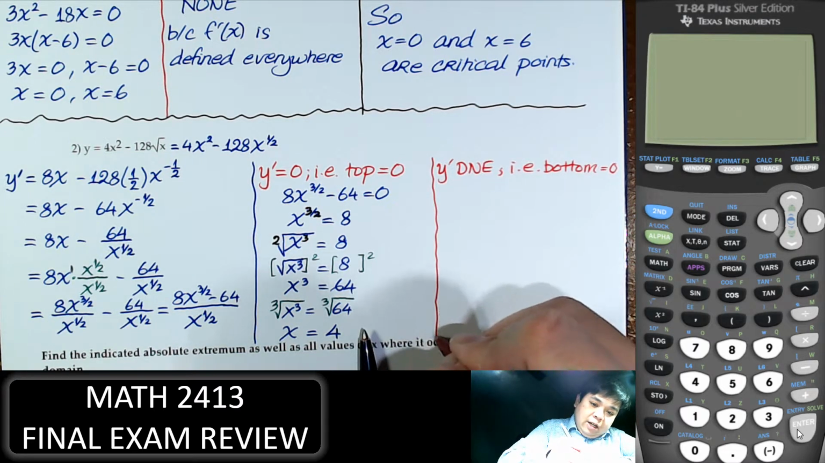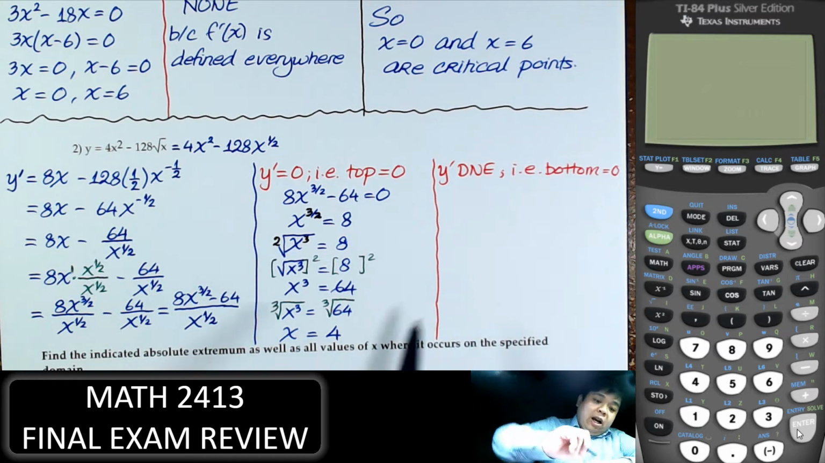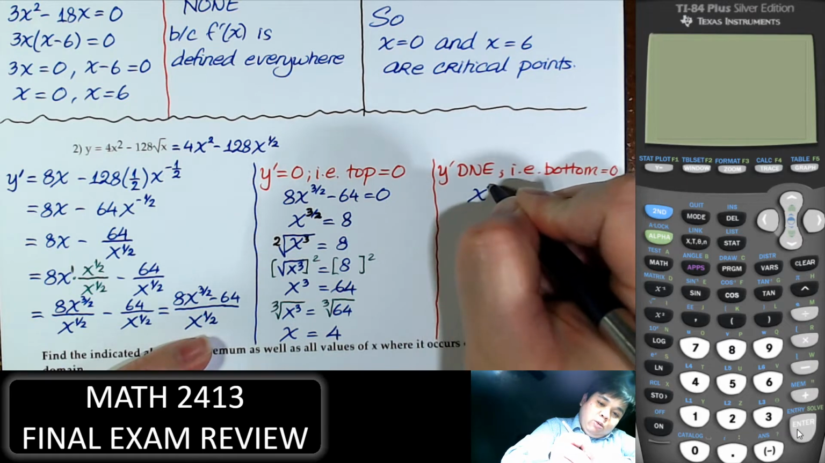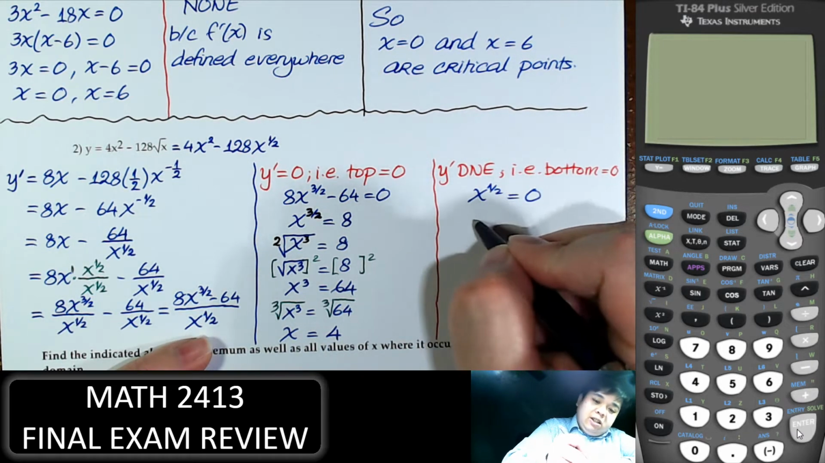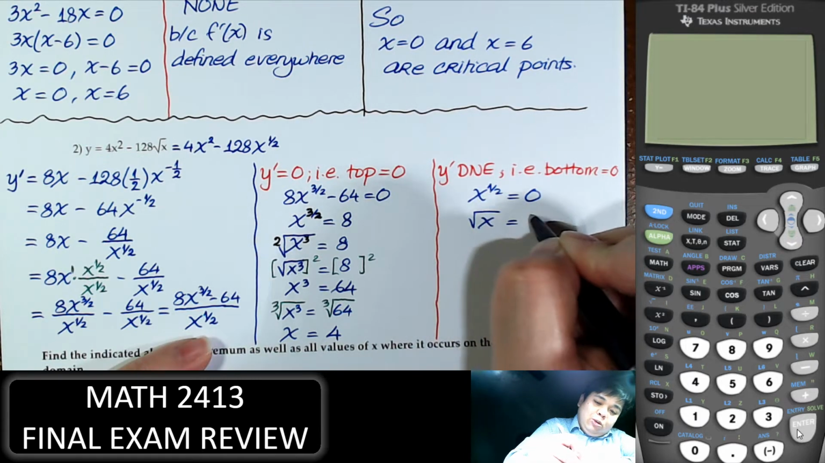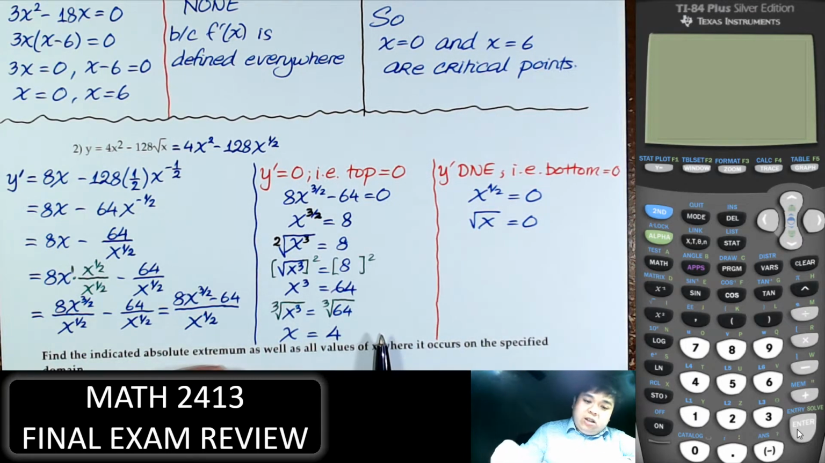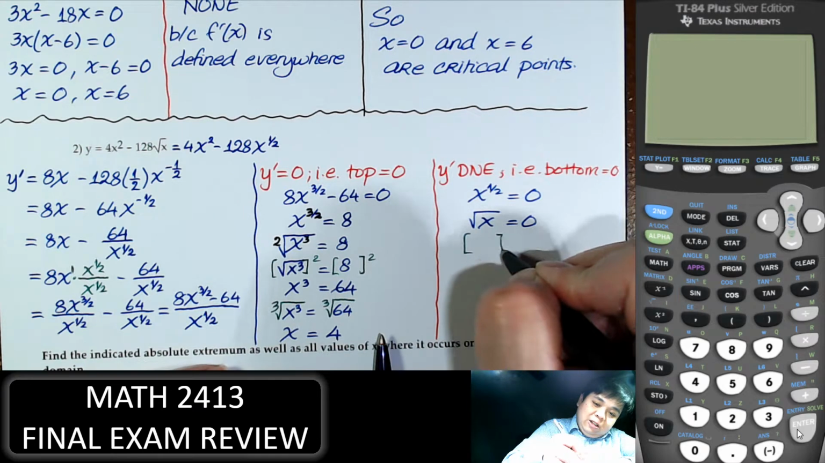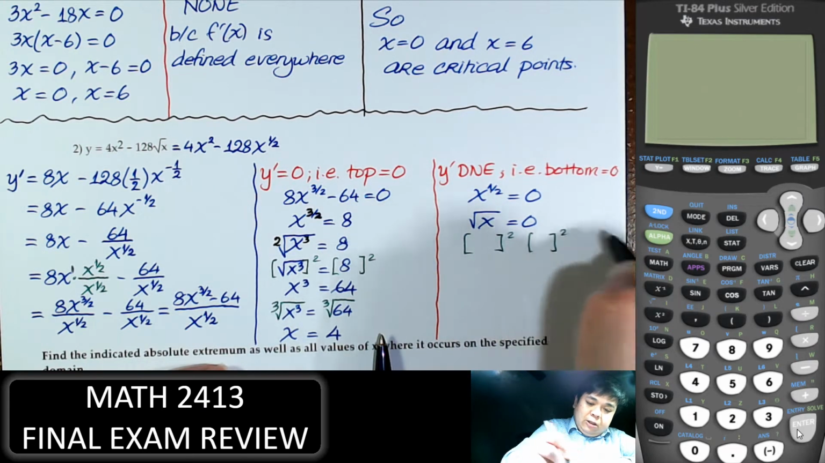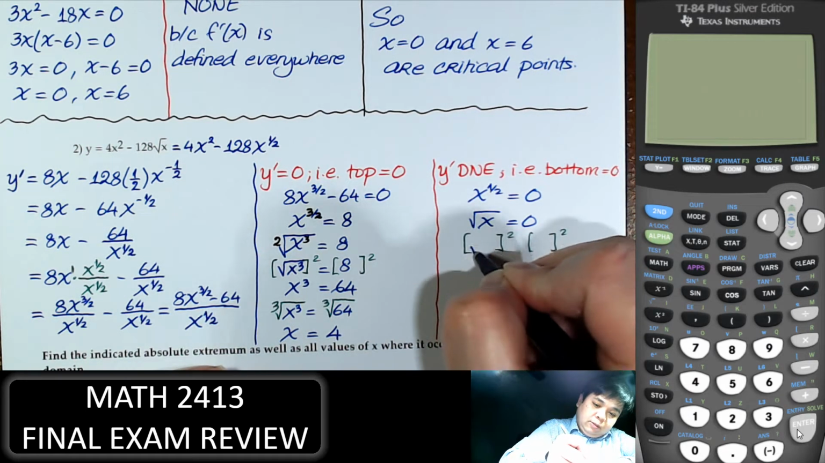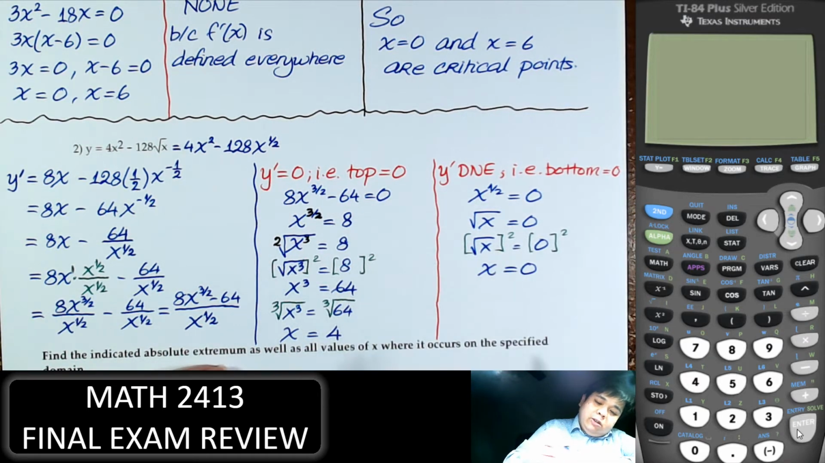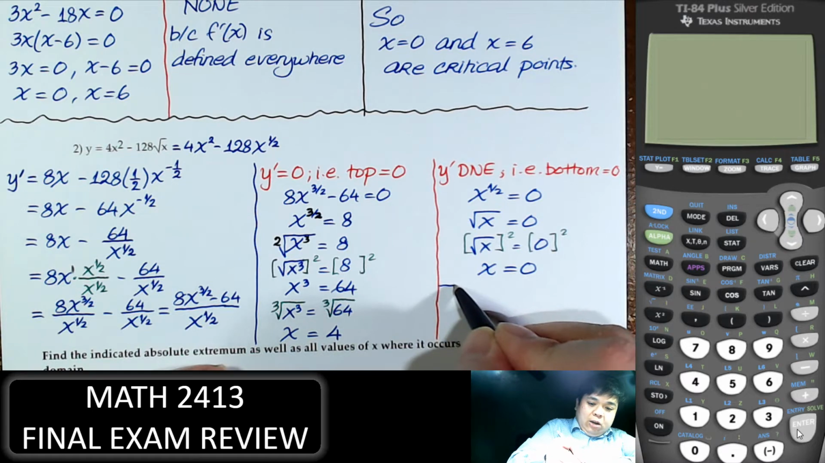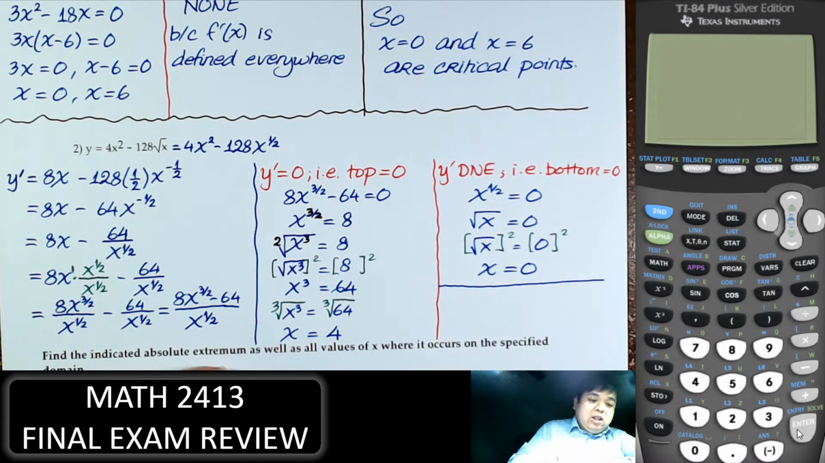Next, the derivative does not exist where the bottom equals 0. x to the 1/2 equal to 0. That is square root of x equal to 0, and we square both sides. So we have x equal to 0. Right. So x equal to 0 and x equal to 4.